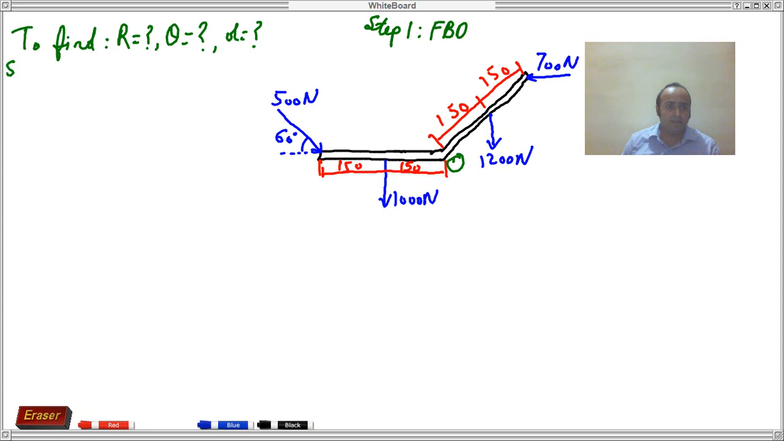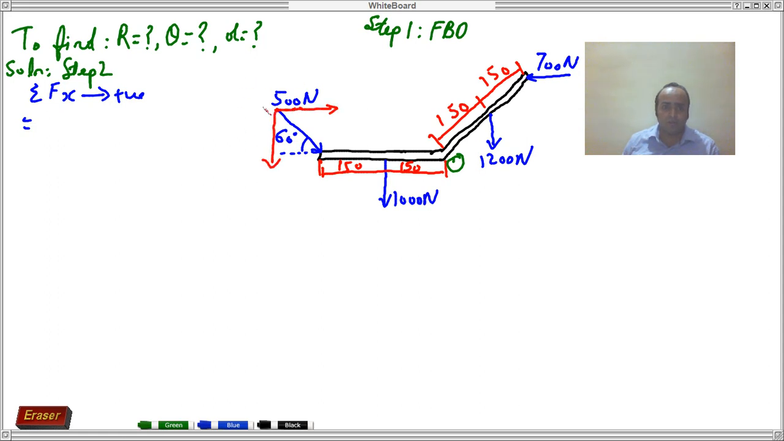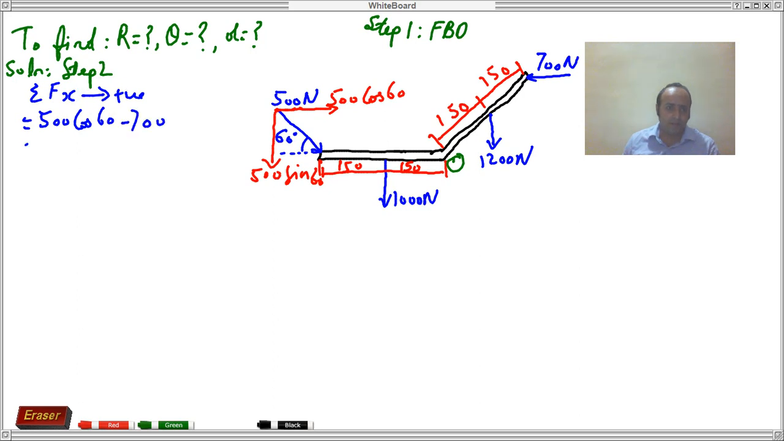So I'll be writing solution step 2. Now friends, we are supposed to find out the algebraic sum of all the forces in x direction; towards right will be considered as positive. Just before that, since there are total 4 forces and only one is an inclined force, we will be resolving that particular one force only, that is the 500 Newton force. So it will be 500 cos of 60 and this will be 500 sin of 60. The rest of the forces need not be resolved. So let's write down the equation. Here it is 500 cos of 60 minus 700 is equal to.